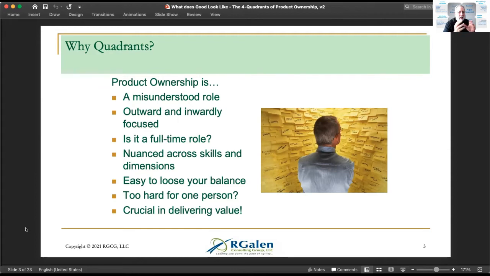But there was not a lot of guidance around product ownership, and a lot of product owners were really struggling. I was working in a company where our product owners were struggling, and I saw it in the community. It was a misunderstood role, and I think it still is very much a misunderstood role. There's a notion of, do you outwardly face to the client, or do you inwardly face to the team? I think that's a dilemma, and how do you balance that?